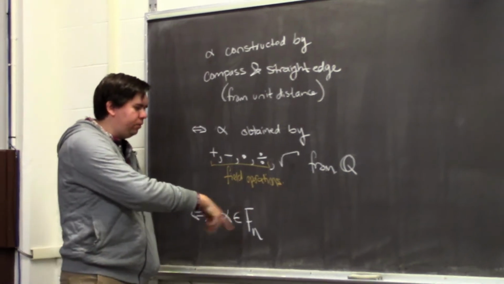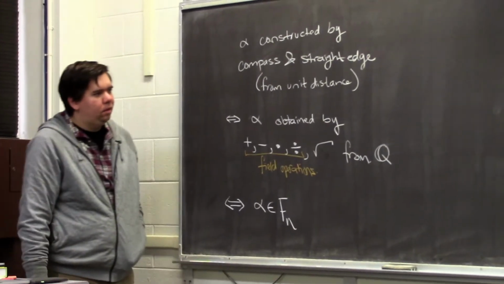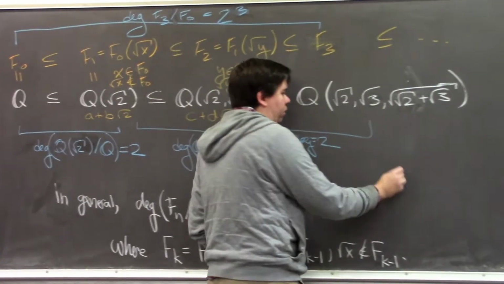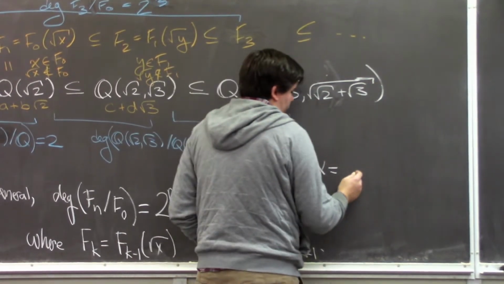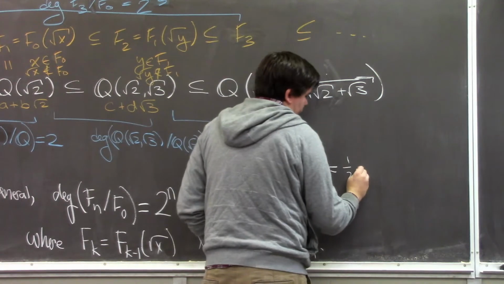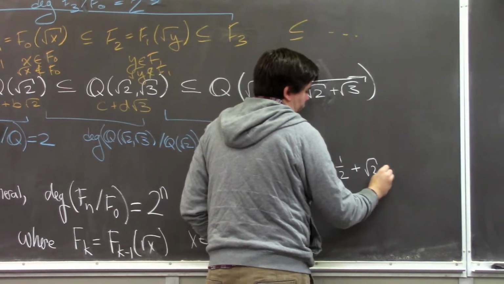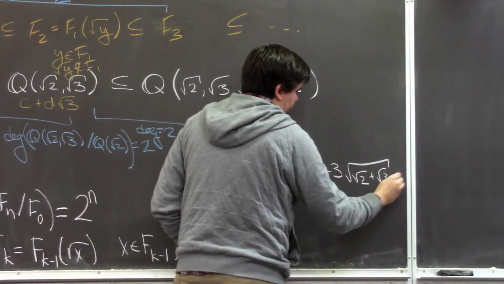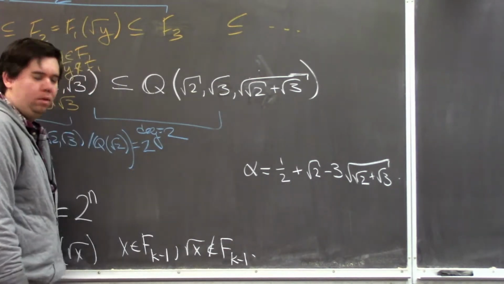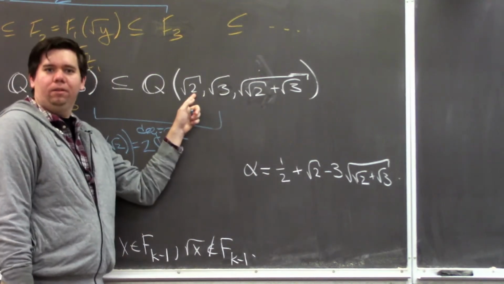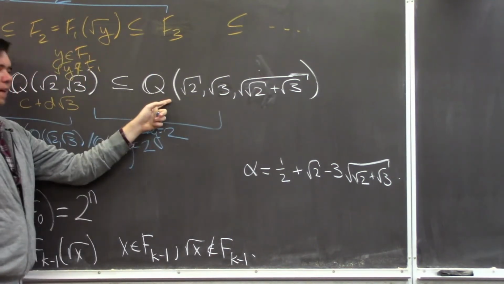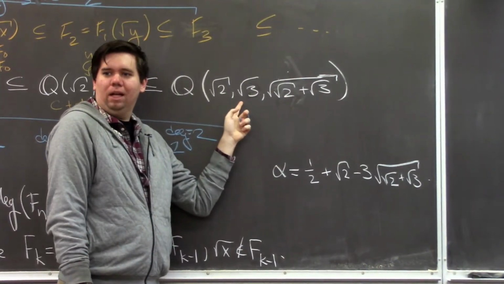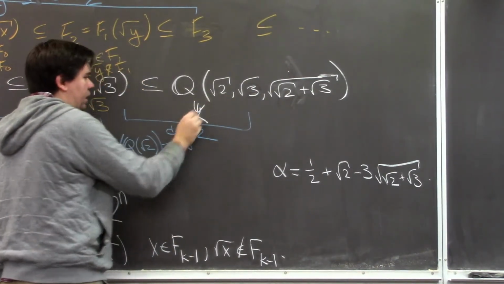But let's think about what that means for alpha to be inside of some F_n. Like maybe our alpha is something like a half plus the square root of 2 minus 3 times the square root of the square root of 2 plus the square root of 3, right? Well, that alpha lives right in here. That alpha would be inside this F_3. We can get to it in 3 steps. We need to add a square root of 2 and then a square root of 3, and we can get to this alpha. That alpha is inside of here.